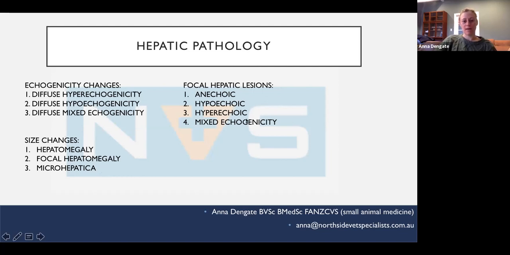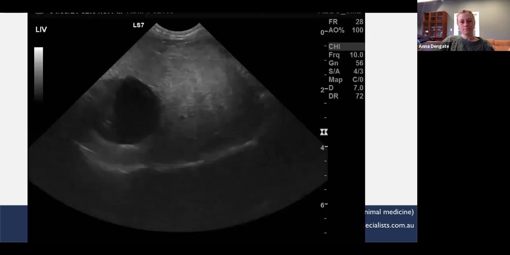So I want you to just think about those, or try and use those terms as we're describing if you can. And now we'll go on to images. So this is a 10-year-old male neutered schnauzer who presented with an incidental finding of elevated liver enzymes. Does anybody want to have a crack at giving me some descriptions of this liver?